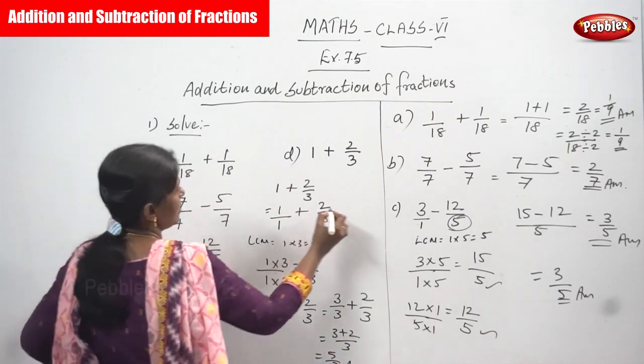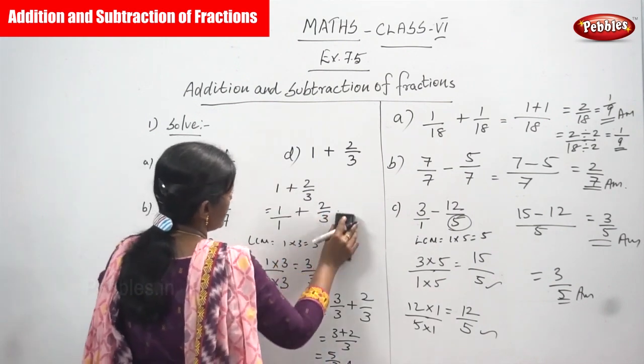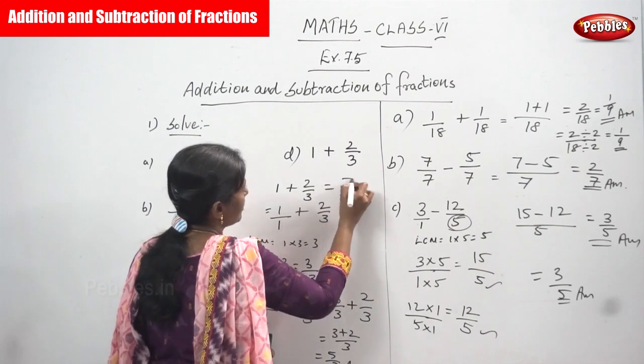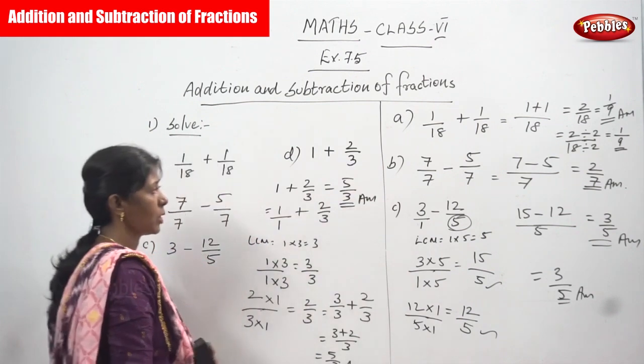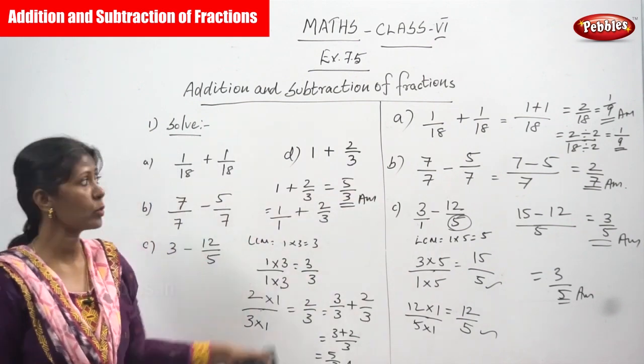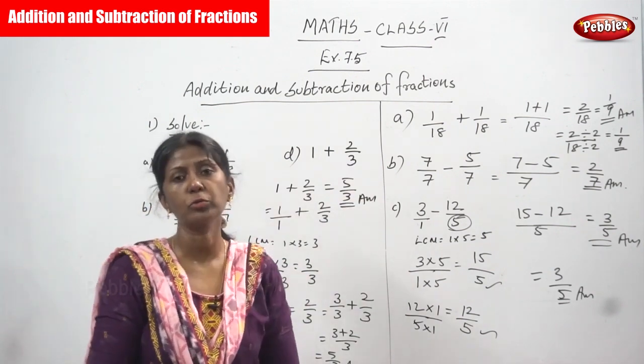So for this question, 1 plus 2 by 3, the answer is 5 by 3. This is the exact answer for the question. So I think you understand the concept very clearly. Go through the videos also.